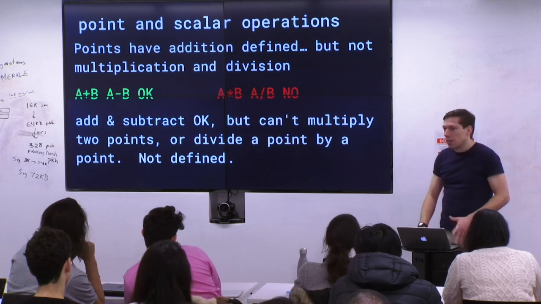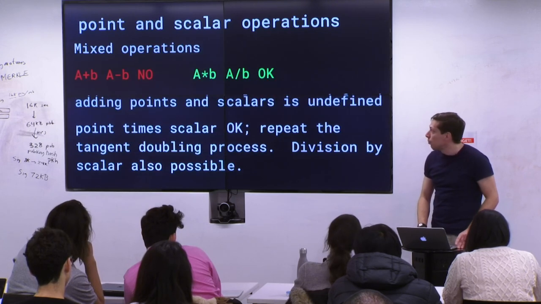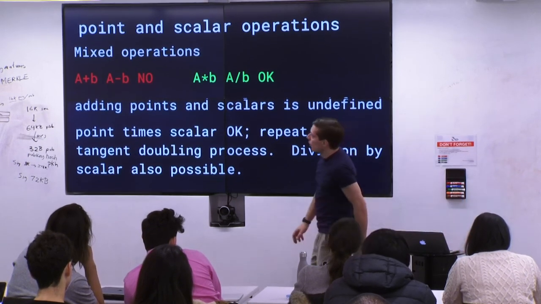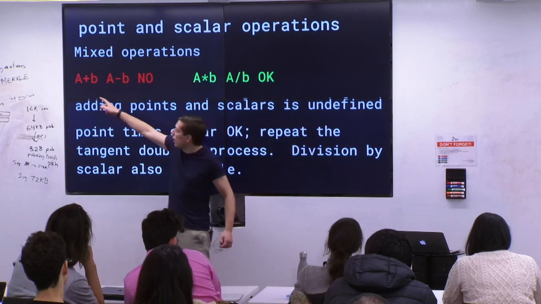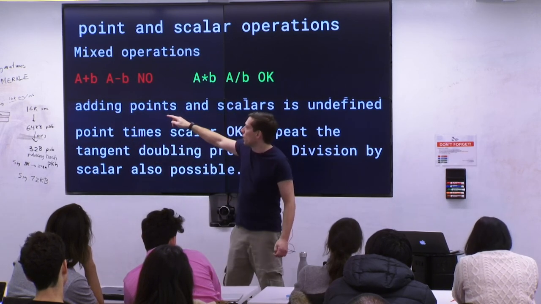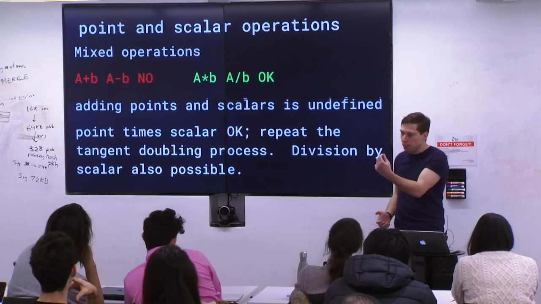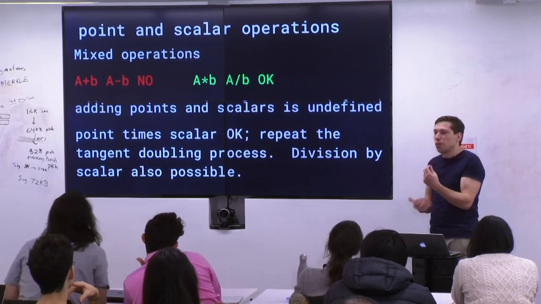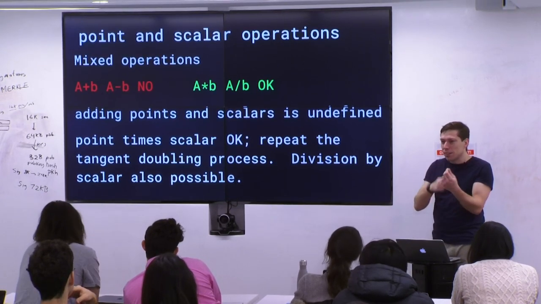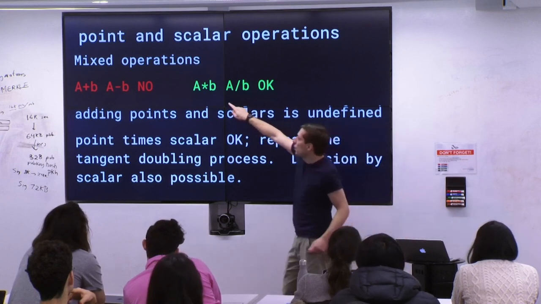Okay, so the next part, when you mix scalars and points. Mixed operations. You cannot add a point and an integer, or subtract a point and an integer. That's not defined, right? You say, okay, here's this point P minus 7. Well, does that mean move the x-axis? Does that move the y? It's not defined.